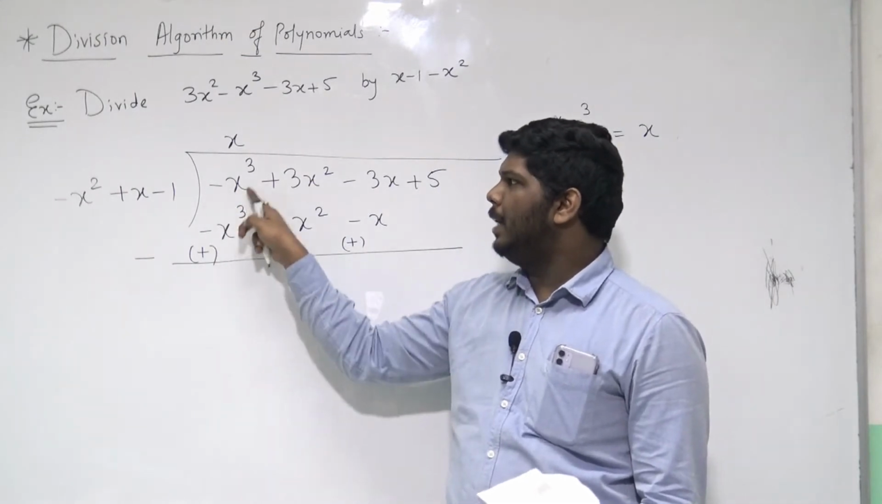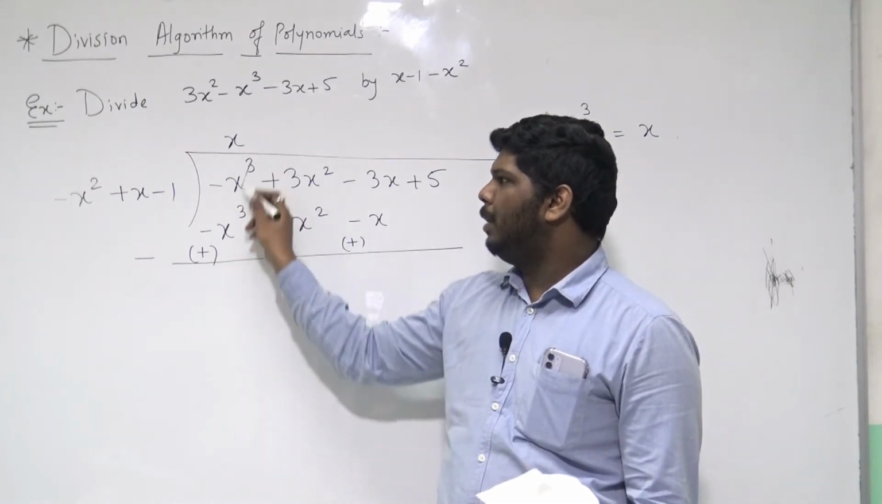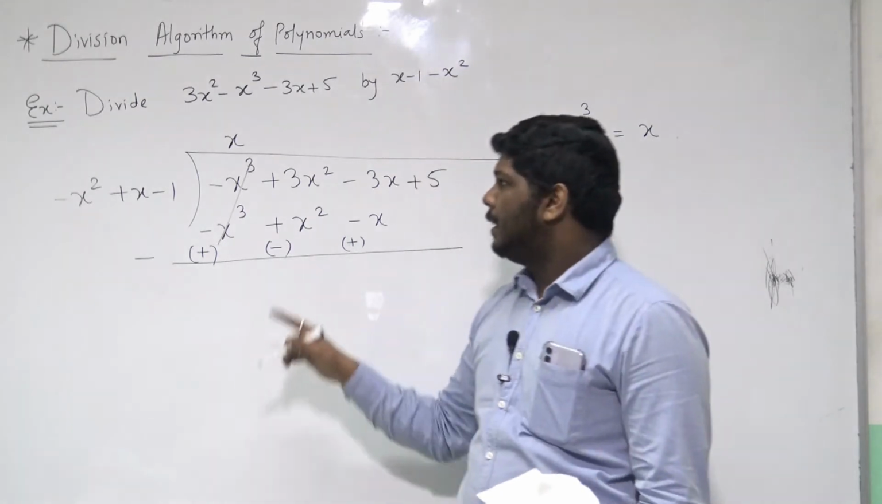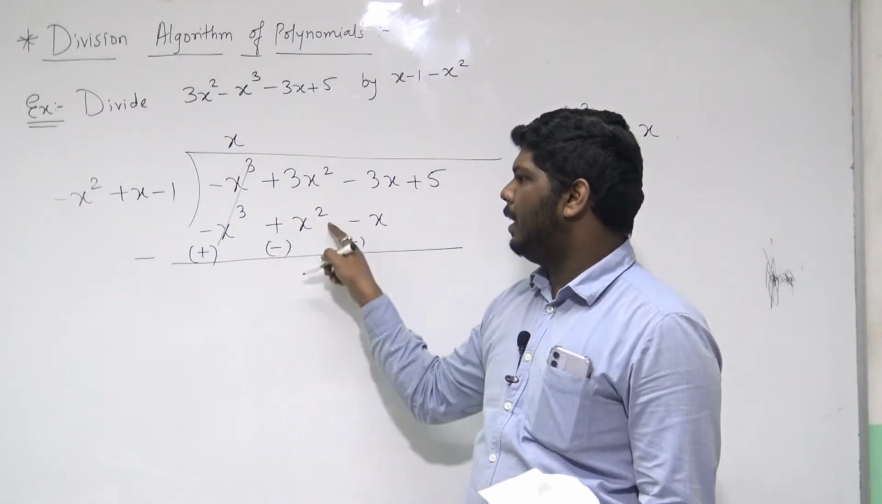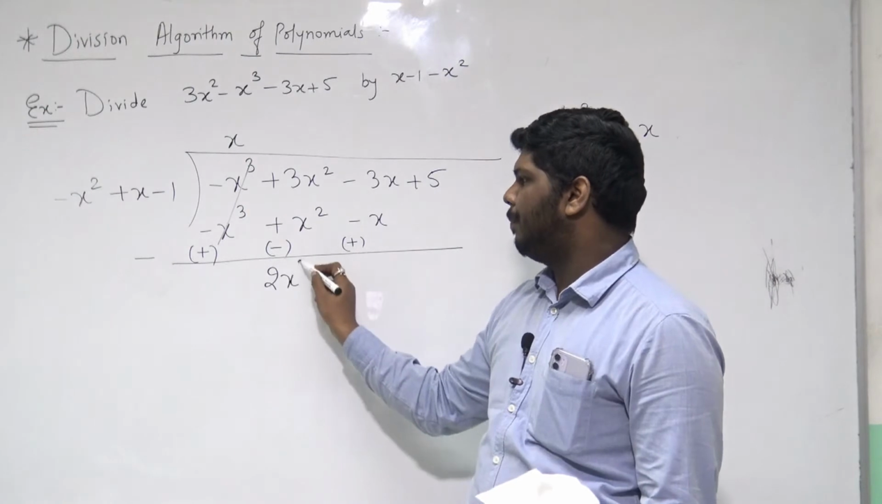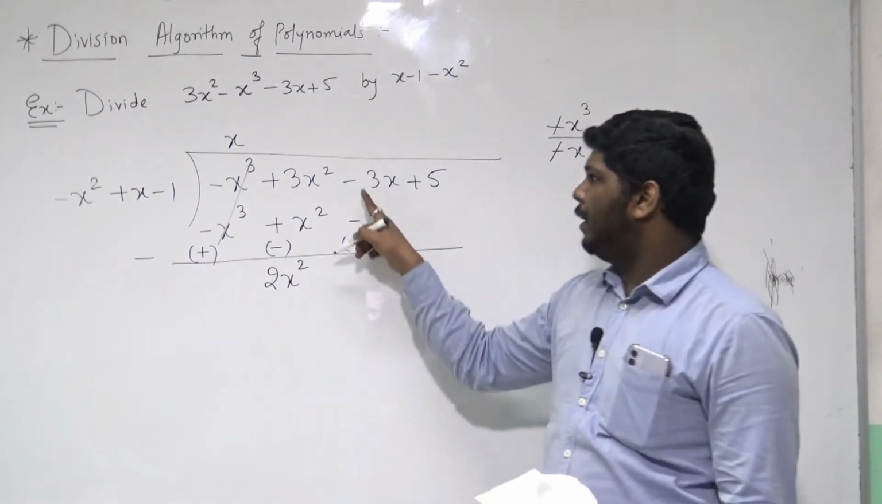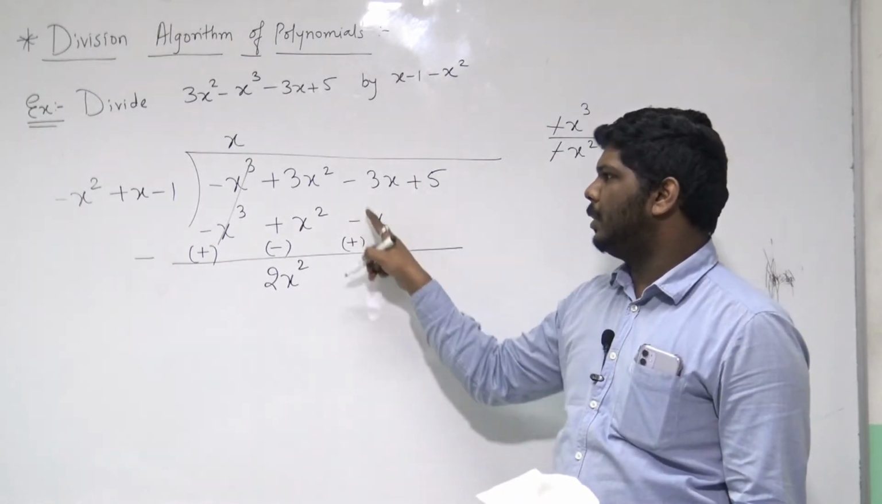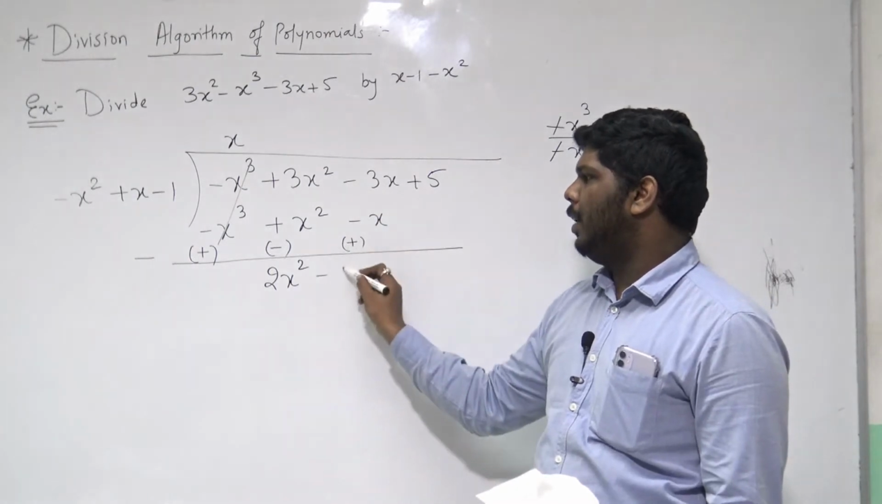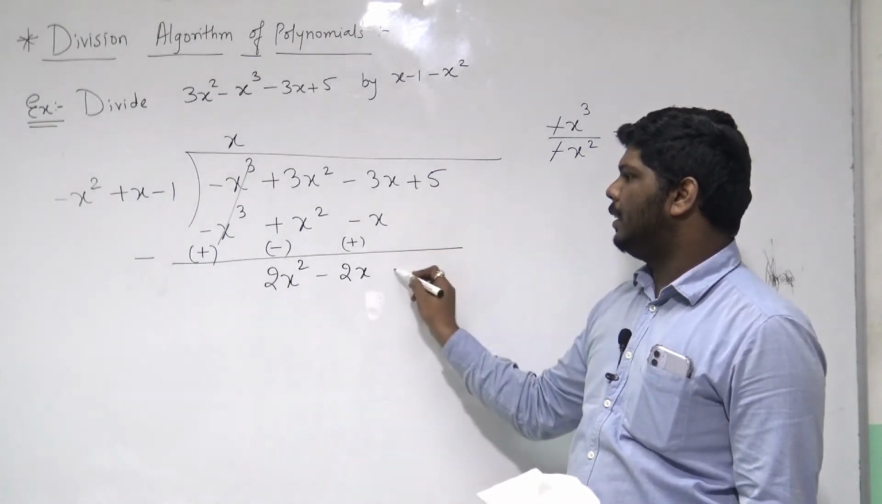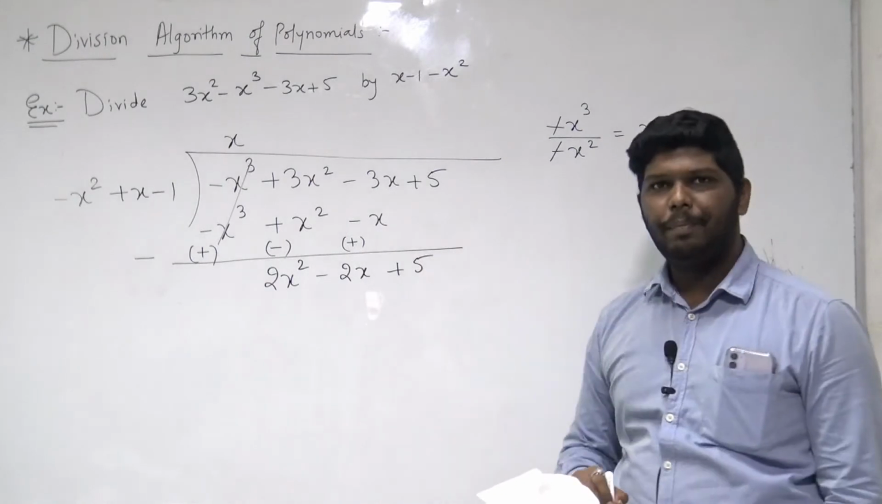Meaning if I want to read this, I will read it as minus x cube plus x cube, that will give me 0, correct? Similarly here 3x square minus x square, that will give me 2x square, right? If you go further, you have minus 3x plus x, so minus 3 plus 1 will give you minus 2x, and the last term will come as it is, that is plus 5.